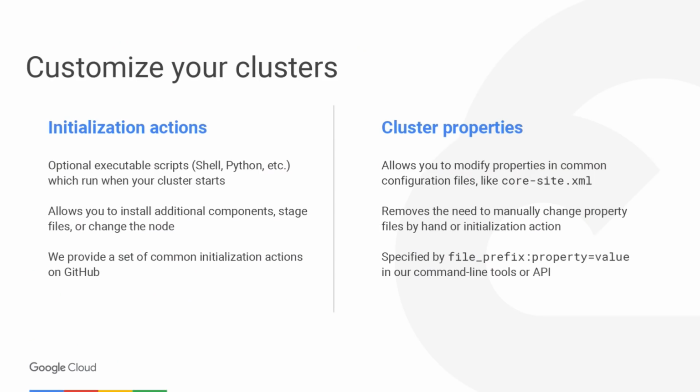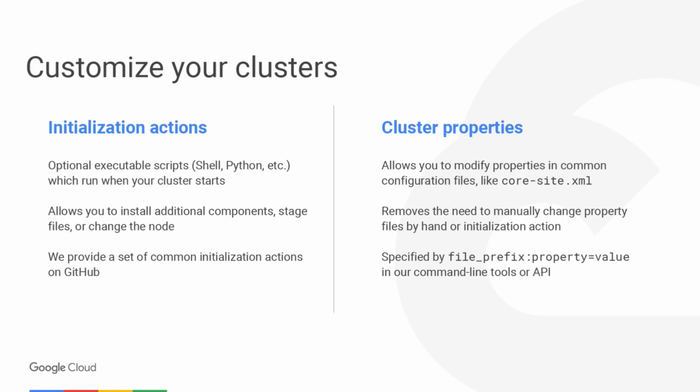Cluster customization. So often people want to add additional things to their cluster or change how the cluster works. This might be modifying your yarn-site file or adding specific properties to your cluster. There's two ways to do this with Cloud Dataproc. First, you can run what we call initialization actions. These are scripts which run as root when you start the cluster, and they essentially allow you to customize the cluster in almost any way you want.